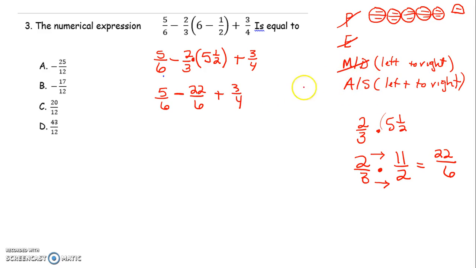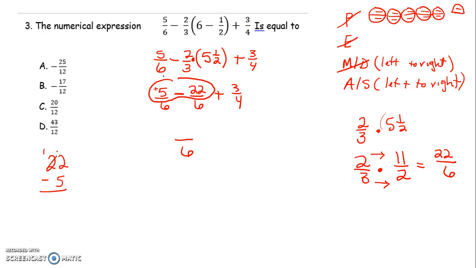Bye-bye. Now I'm going to add or subtract left to right. So I start left, start going right. I'm going to subtract first. Oh, yay, I already have a common denominator. So I just have to look up at my numerator parts. 5 minus 22. This is positive, that's negative. Signs are different. I'll find the difference. I'll keep what I have more of. So I have to do 22 minus 5.